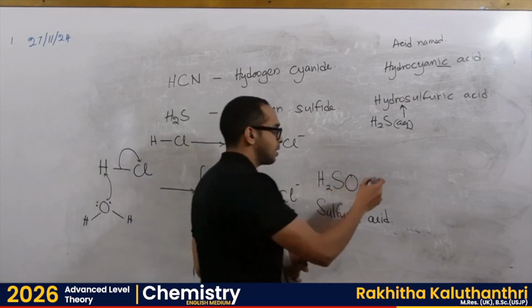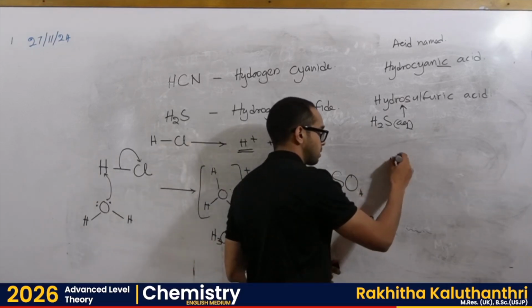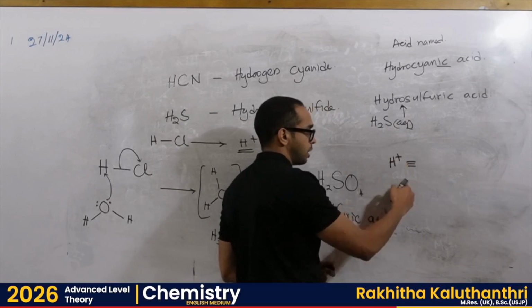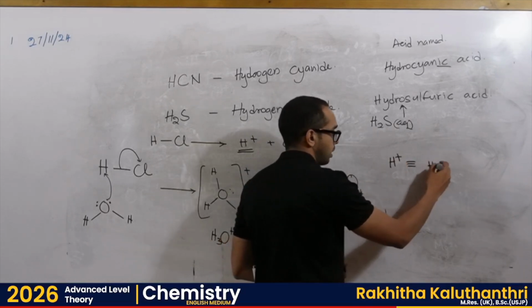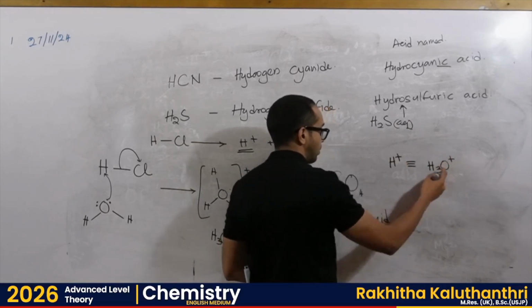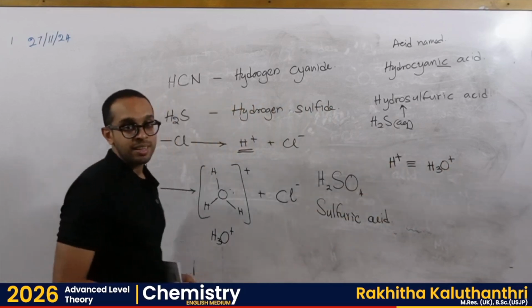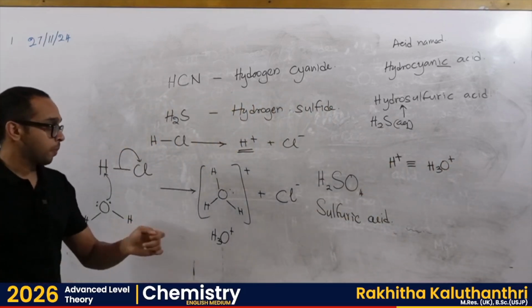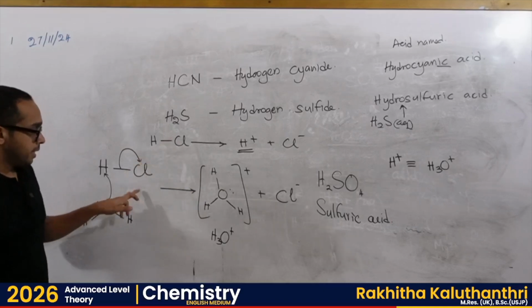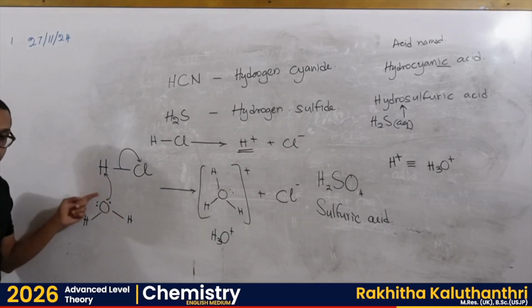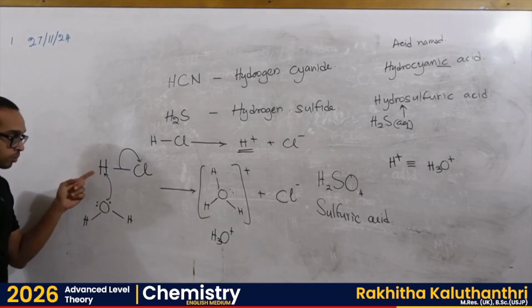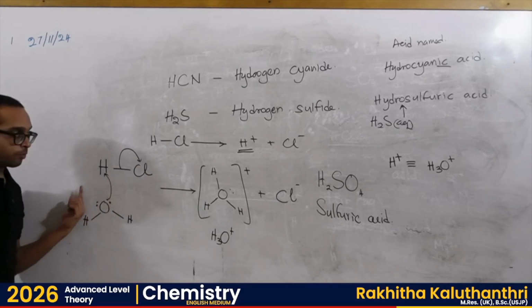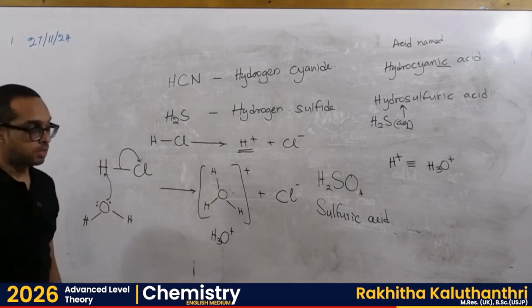In other words, H plus is equivalent to, these three lines are shown to say it's equivalent to H3O plus. They are both the same thing, right? They are both the same thing. Okay, so here this indicates the water molecule comes and takes the H plus, or the water molecule is given the H plus by HCl and forms H3O plus and Cl minus.